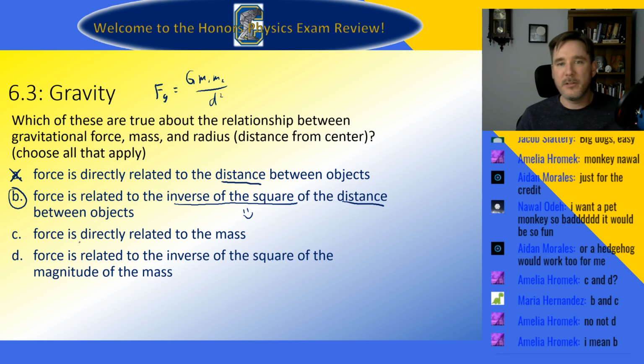Well, let's see. Force is directly related to the mass. Just like with charge, we're talking about mass. If you replace mass with the word charge, then this is true, and it's true for both of these. And here we have an inverse square for mass, and that's just not true. So it's B and C. If you know this about charge, static electricity, then you're going to be good with gravity. It's the same thing, just replace the force of gravity with the force of electricity and replace mass with charge. All right.